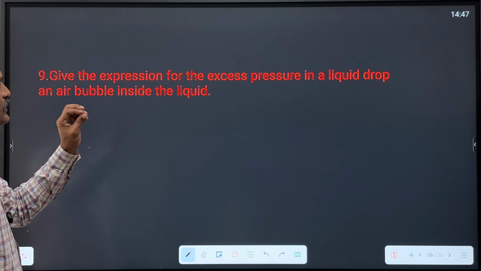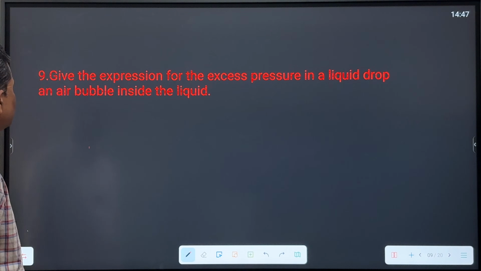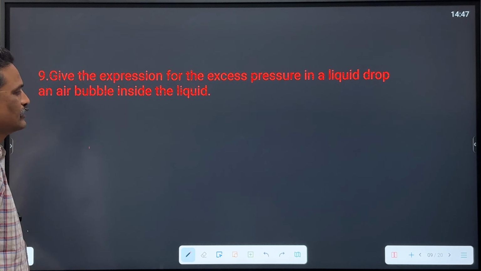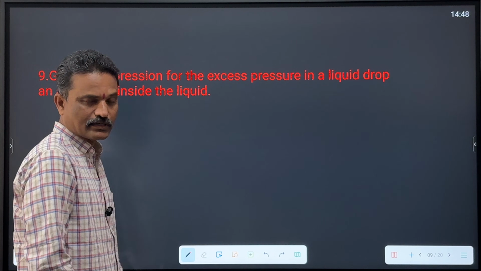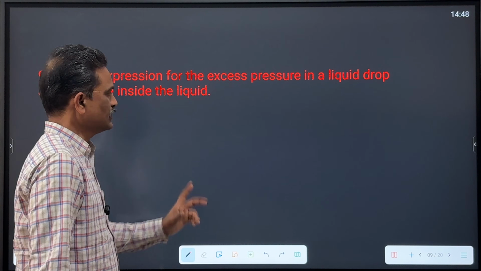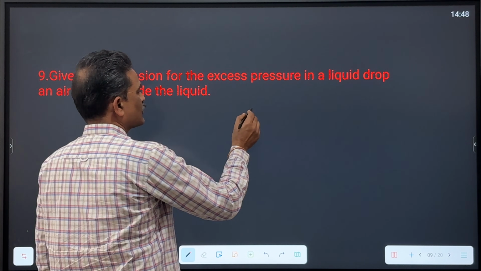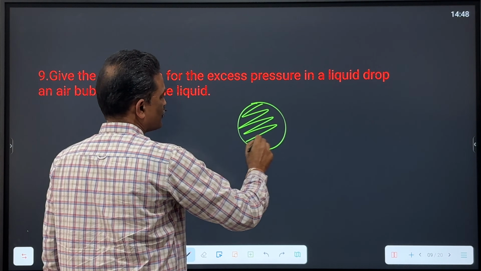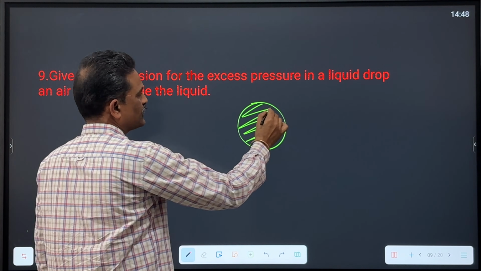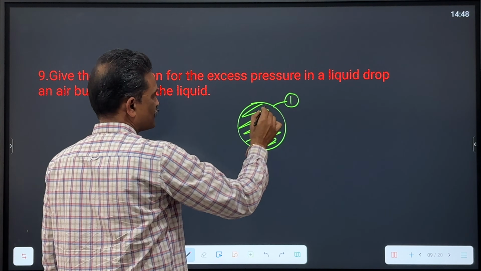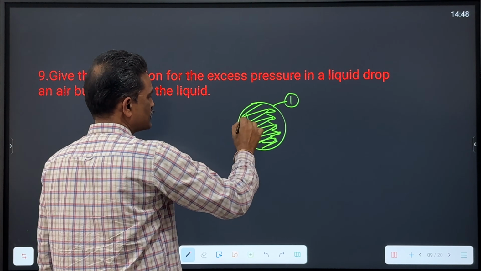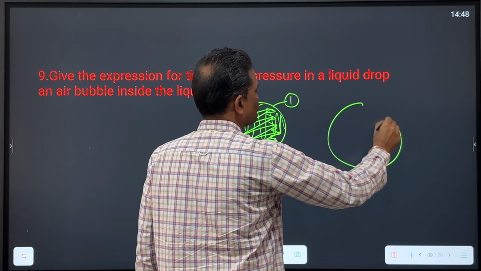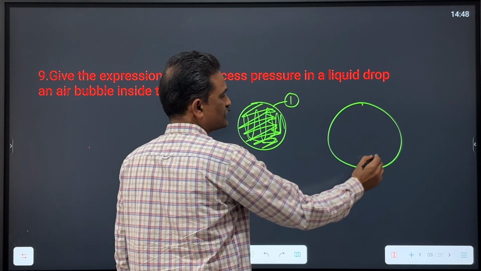Give the expression for the excess pressure in a liquid drop and in an air bubble inside the liquid. Here 2-3 questions are there. All the questions can be covered in one way. Suppose you take a liquid drop. The liquid is inside. So how many free surfaces are there? Only one surface. The inside surface is not a free surface. It is filled. In the case of a bubble, you take a soap water bubble. How many free surfaces are there?